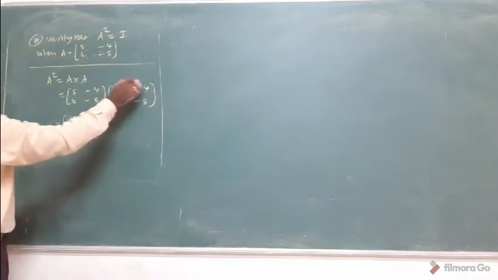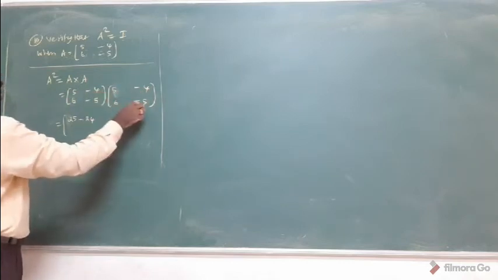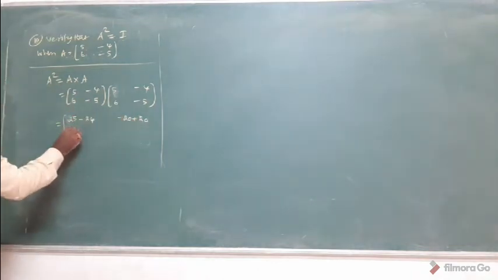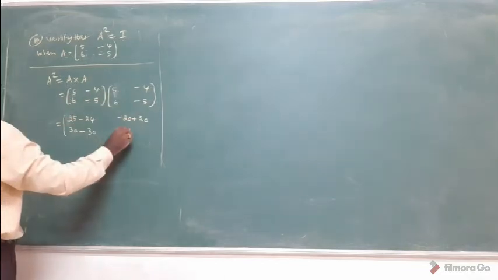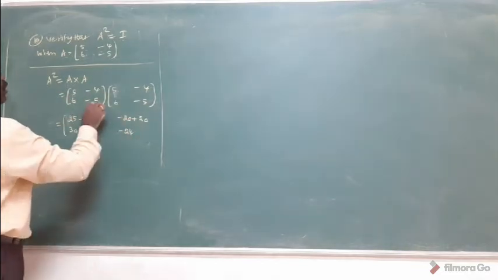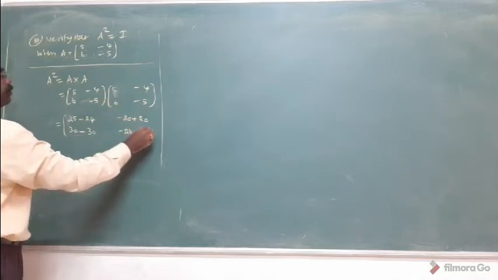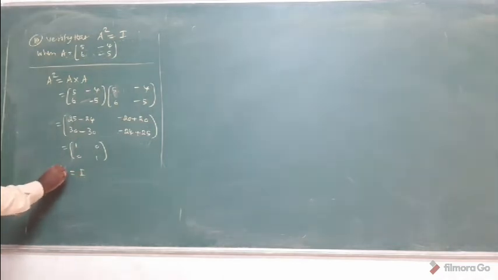Next step, first row, second column: 5 into minus 4, minus 20, plus minus 4 into minus 5, plus 20. Again, second row: 6 into 5 is 30, minus 5 into 6, minus 30. Then minus 24 plus 25. And we get 1, 0, 0, 1. This is the answer: A square is I.